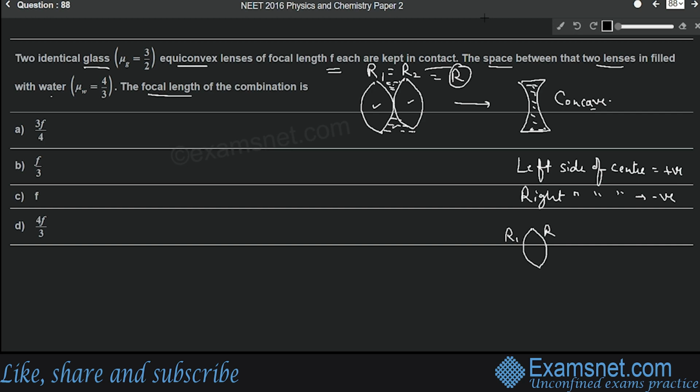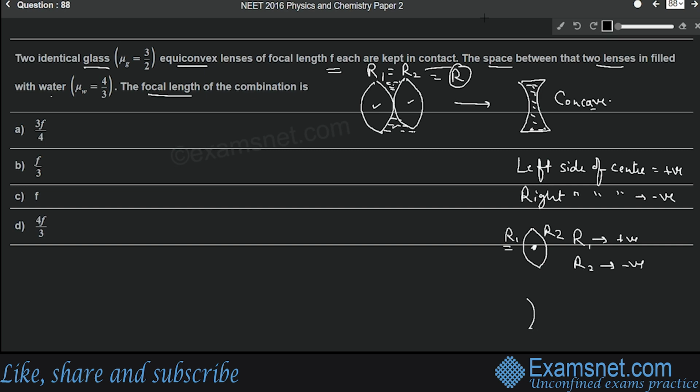Where will be the center? Center will be somewhere here. So R1 is on the left side of the center. That means R1 will be positive, and R2 is on the right side of the center, so R2 will be negative. This is for convex lens.